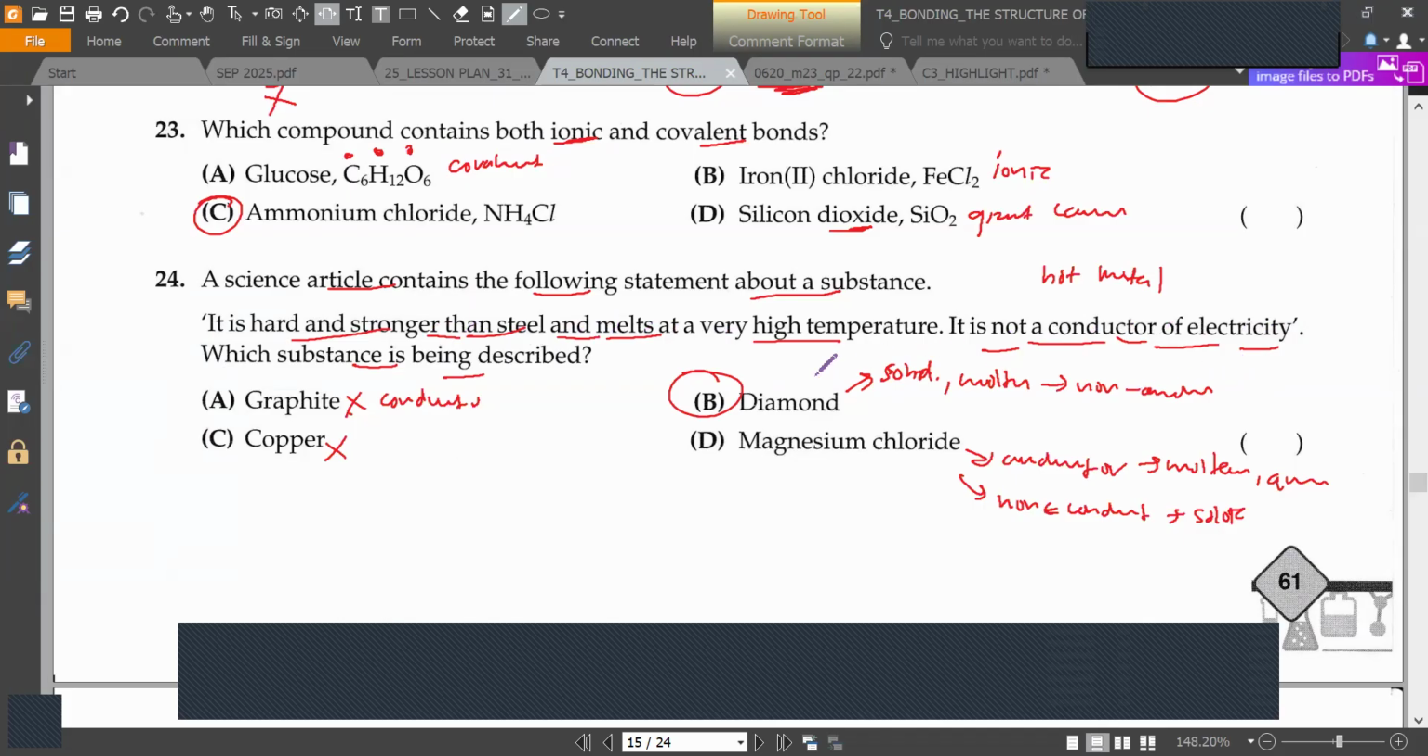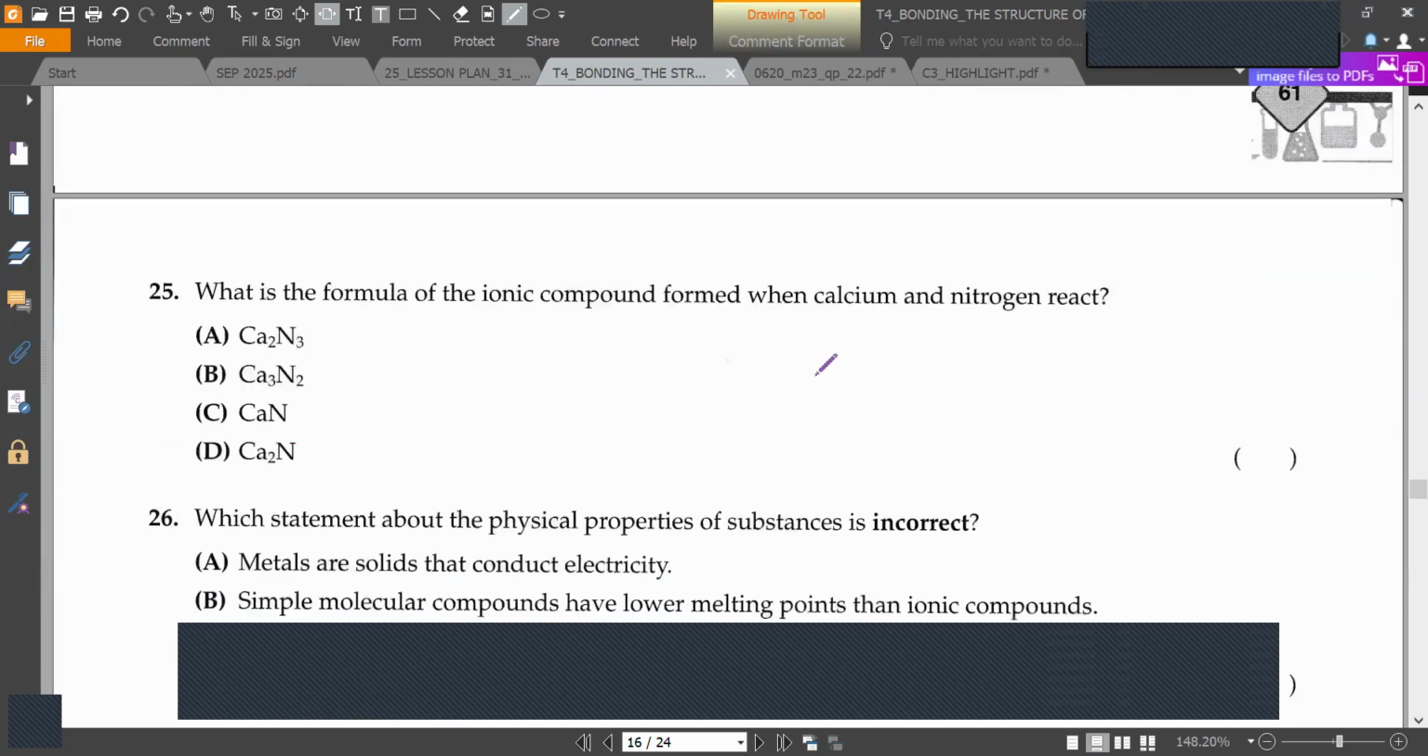Okay, next question. What is the formula of the ionic compound when calcium and nitrogen react?